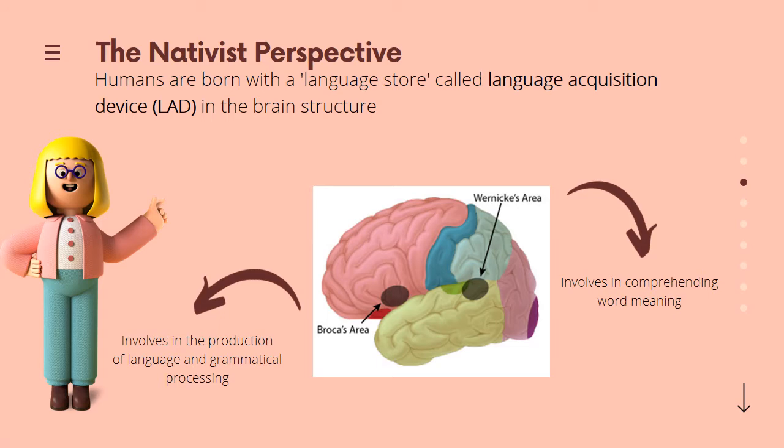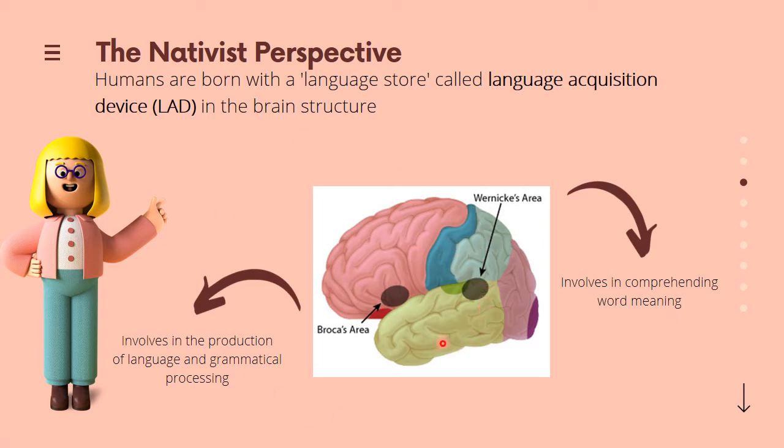Let's move on to theories in language development. The first one is the nativist perspective. It is proposed by Noam Chomsky. Humans are born with a language store called the language acquisition device, or LAD, in the brain structure. So this is a brain structure.